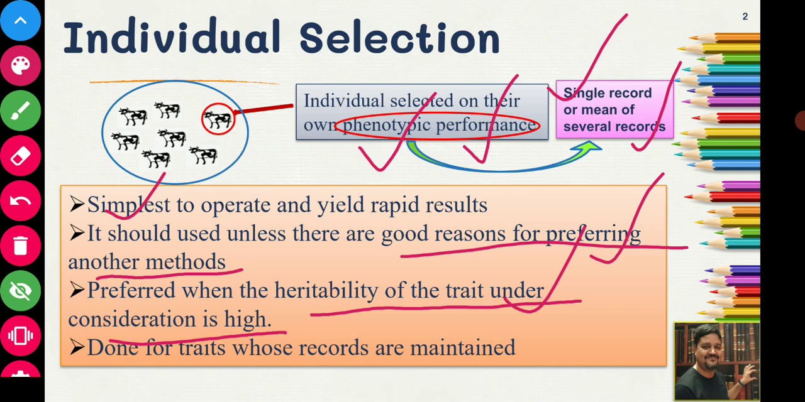So this is the condition for individual selection: the heritability of the trait should be high. Then, it is done for traits whose records are maintained. The first and foremost essentiality is that you should have a record of the animal. If you don't have a record, you cannot select individuals or form any basis of selection. So the first thing for animal improvement is to convince the farmer or livestock keeper to maintain records of the animals they possess.